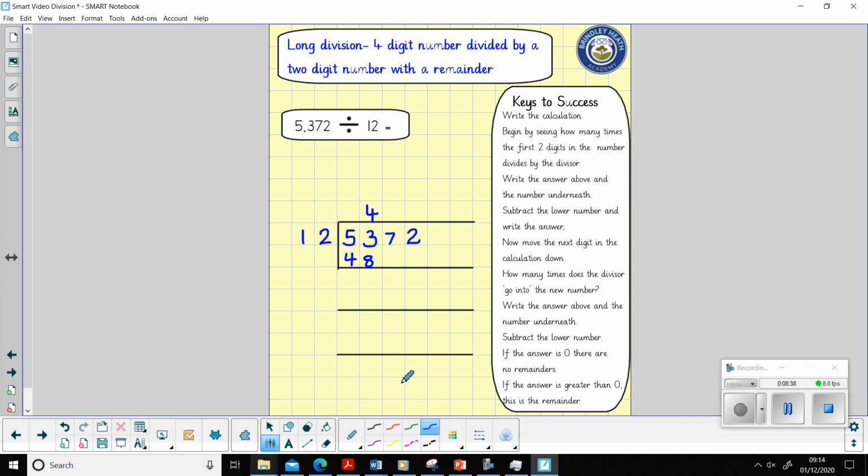Different answers here, so I need to subtract. 3 take away 8 I can't do, so I need to exchange. 13 take away 8 is 5. 4 take away 4 is 0. So now I bring my 7 down, and I'm thinking about how many 12s are in 57. Well, I know that 5 12s would equal 60, so that's too many. So I know I've got to go with 4 times 12, which is 48.